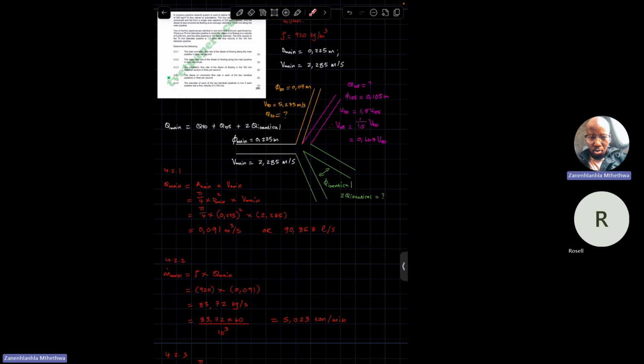So it only makes sense to express this velocity ratio in terms of the velocity of the oil through the 105 millimeter diameter pipe. That is why I took this and made V105 the subject of the formula. In doing so, I found that the velocity of the oil through the 105 diameter pipe is equal to 0,667 times the velocity of the 70 millimeter diameter pipe.